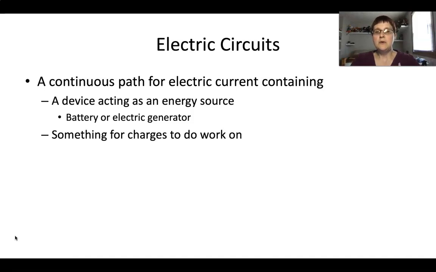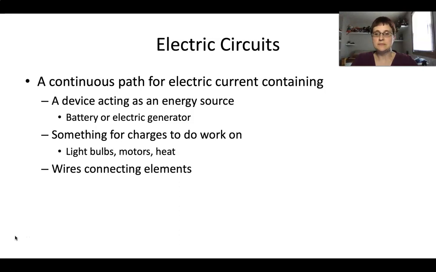You need something for the charges to do work on. So you're going to need some sort of light bulb, motor, or a heating device like a heater, some sort of electrical device in the circuit for the charges to do some work. Otherwise, there's not much point in having an electrical circuit. You do need to have the wires. The wires have to connect the elements, or there's nowhere for the current to flow.